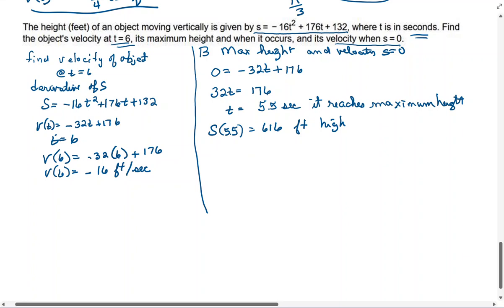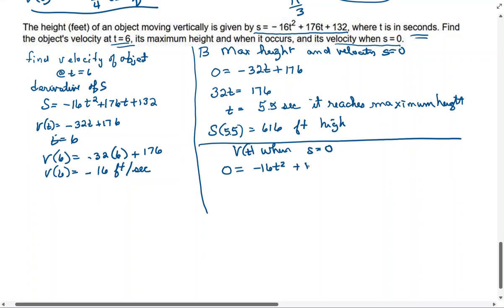All right. Then it says velocity when S is zero. So when S is zero is when it hits the ground, and we need to know how long it took. So we're going to set S equal to zero and figure that out. Is everybody comfortable with that? So in this case, I have 0 equal to negative 16 t squared plus 176 t plus 132.